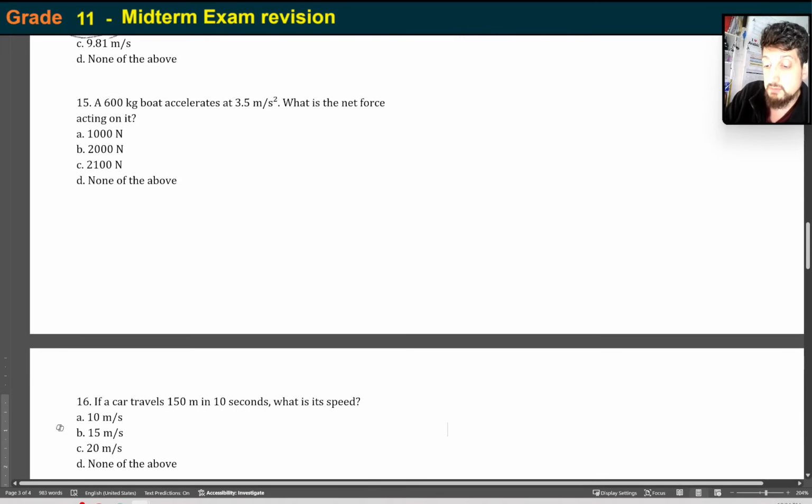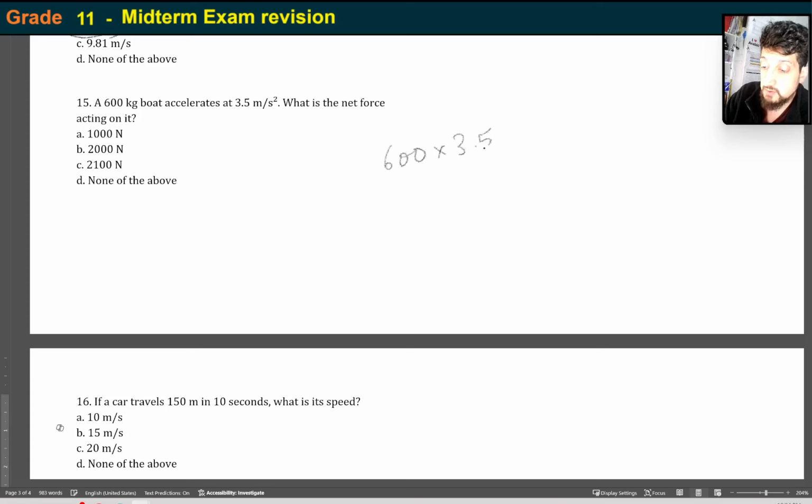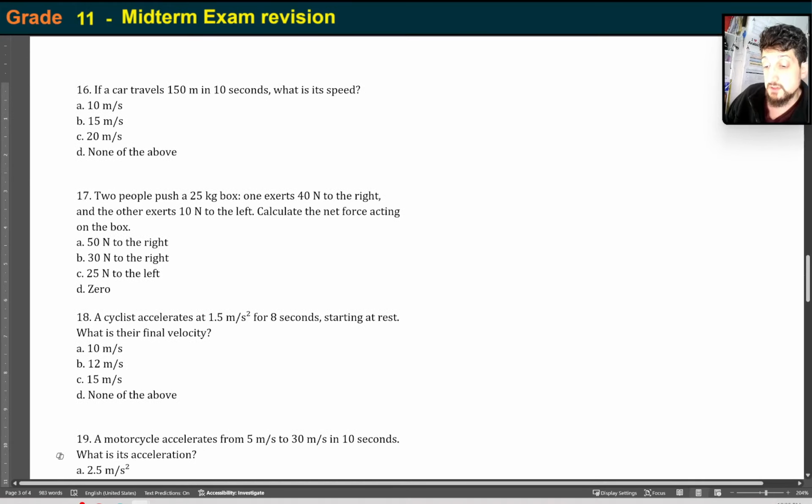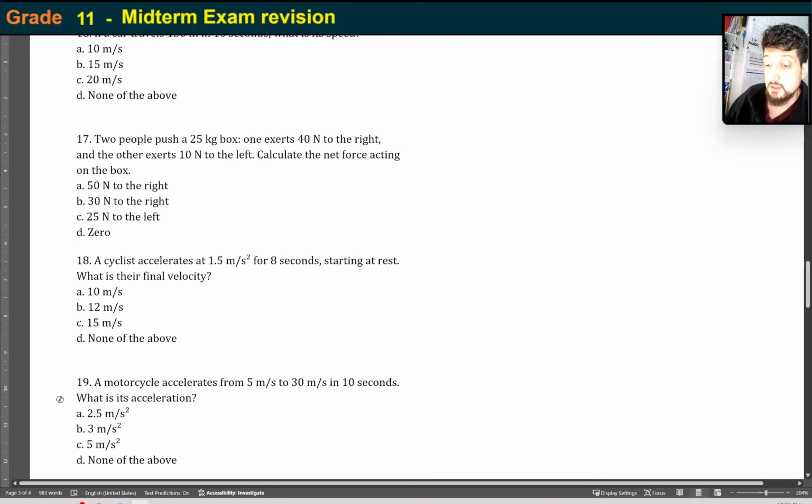A 600 kilogram boat accelerates at 3.5 meters per second squared. What is the net force acting on it? So it's going to be 600 times 3.5 because F equals ma. So that is going to equal 2100. If a car travels 150 meters in 10 seconds, what is the speed? Well, the speed is going to be 150 divided by 10 because it's distance over time, so it's going to be 15 meters per second.